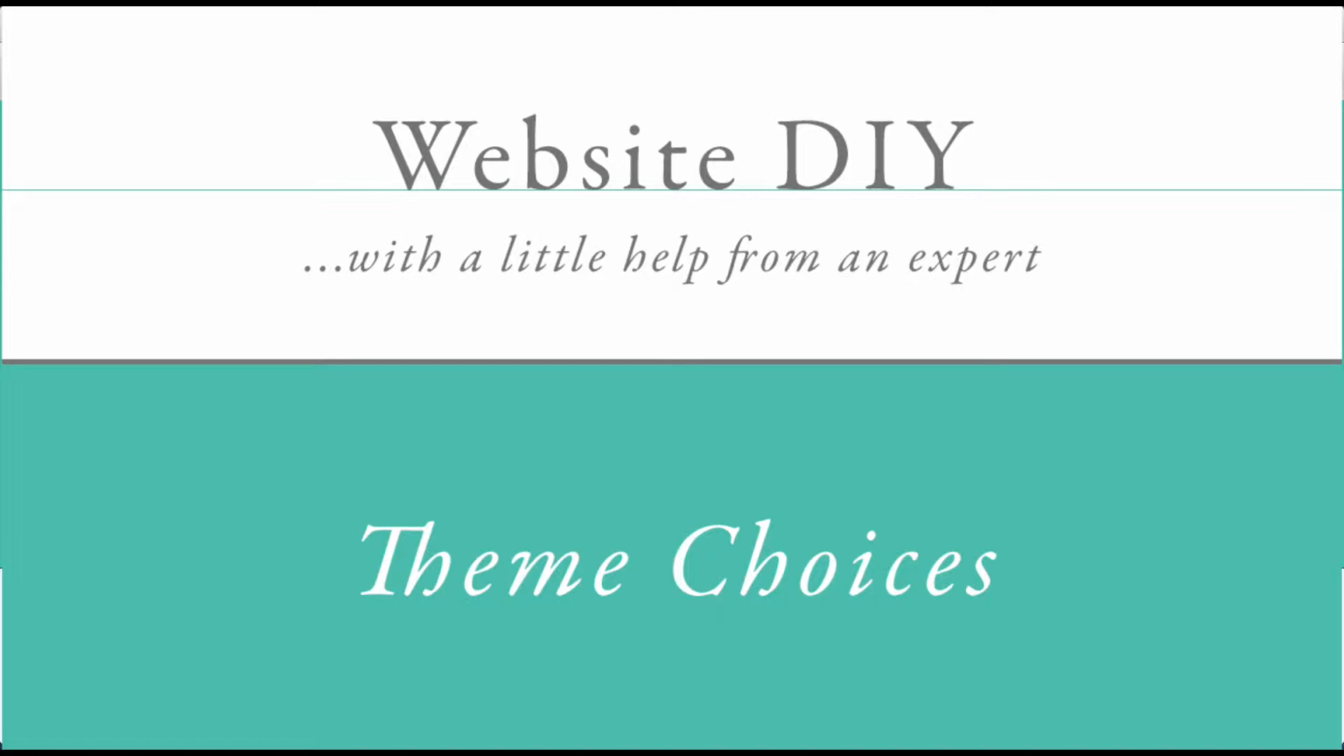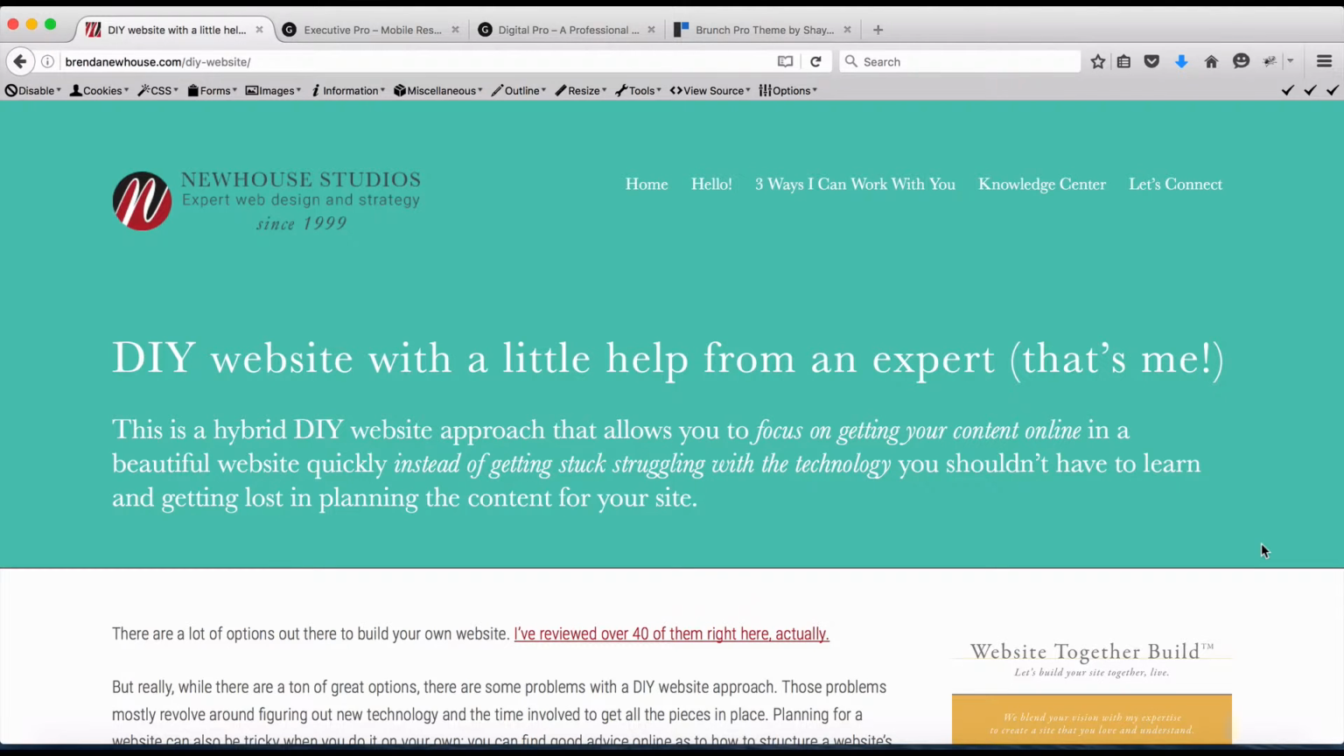Get to choose from if you purchase the DIY website with a little help from an expert package that I offer at my website. So, there are three themes that you'll get to choose from. After you make your payment to start the process, I will give you an in-depth explanation of each one of the themes so you know what you're getting.